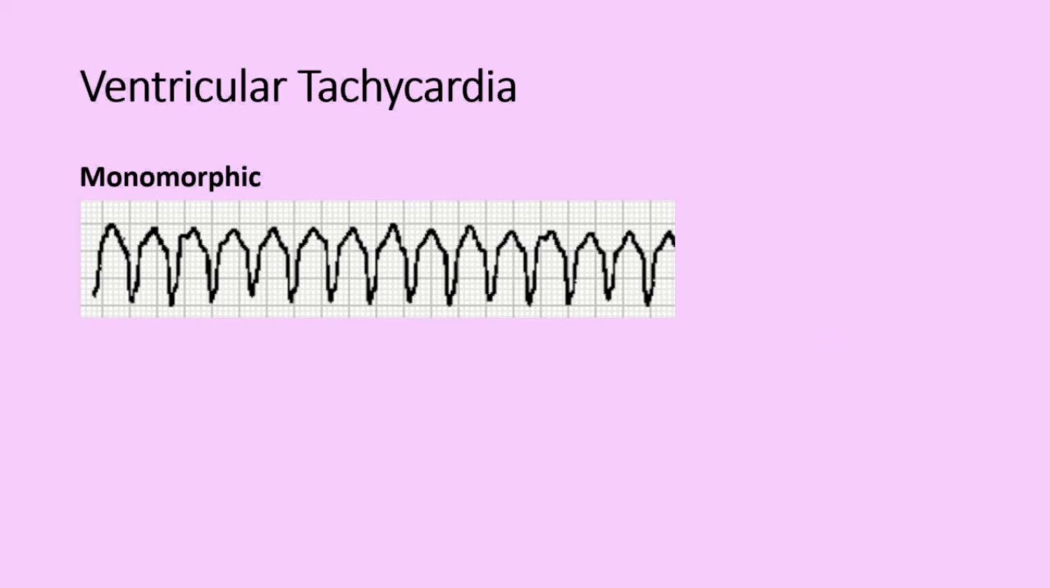Here we see an example of monomorphic ventricular tachycardia. We know it's ventricular in origin because of the wide QRS complexes, and we know it's monomorphic because they all look the same. Ventricular tachycardia is usually a result of a re-entry circuit around a scar after myocardial infarction. But in some cases, it can also be caused by an irritable foci somewhere within the ventricles.